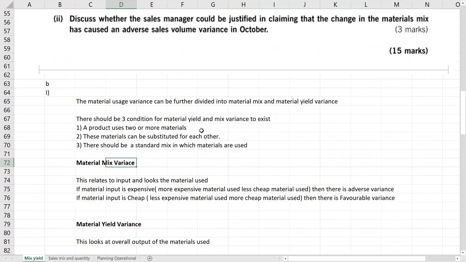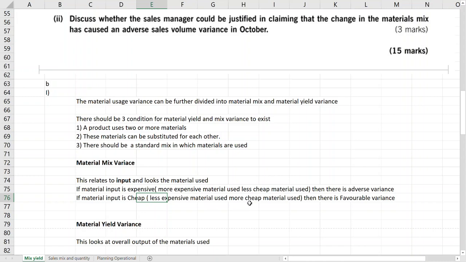And remember, the important thing is this input. Focus on this input. Mix relates to input and looks at the material used. Okay? If material input is expensive, input means what you added, the more expensive material used and less cheaper material used, then there is adverse variance. Okay?